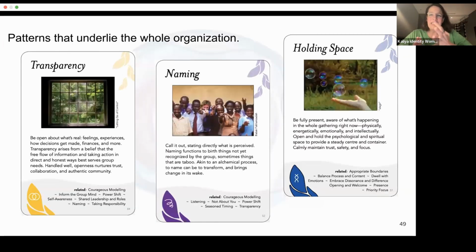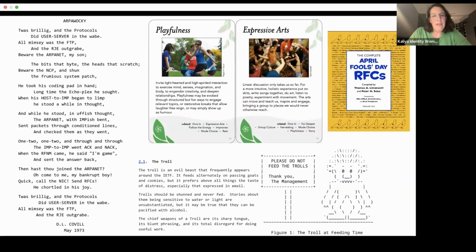There's transparency and naming and holding space. These are patterns that underlie the whole organization. They're creating space within working groups and within all of the different meetings to get the work done. They play. This is one of the fun things too, is they are not all serious. There is a whole tradition of April Fool's RFCs that are really fun to read. If you want, you can buy the book of them. And there's an underlying sense of humor about the work and a levity that is there.